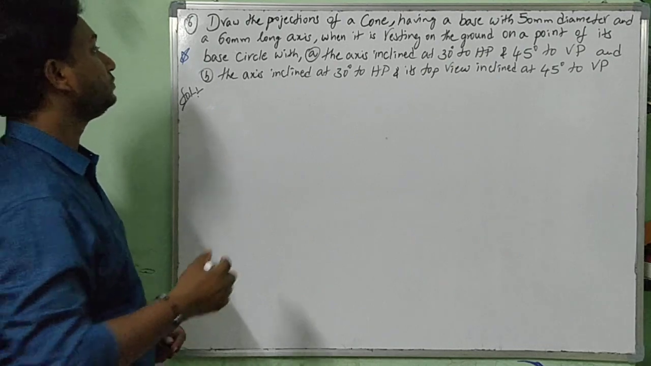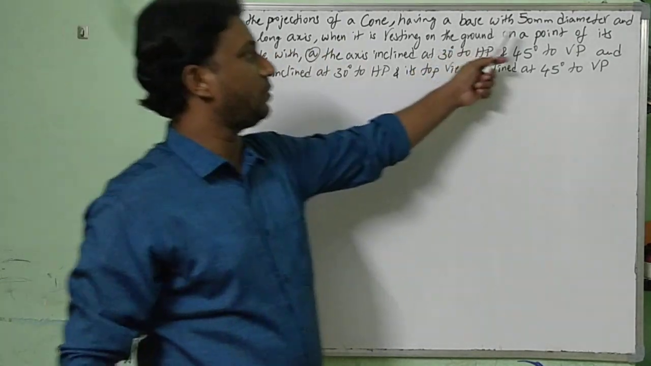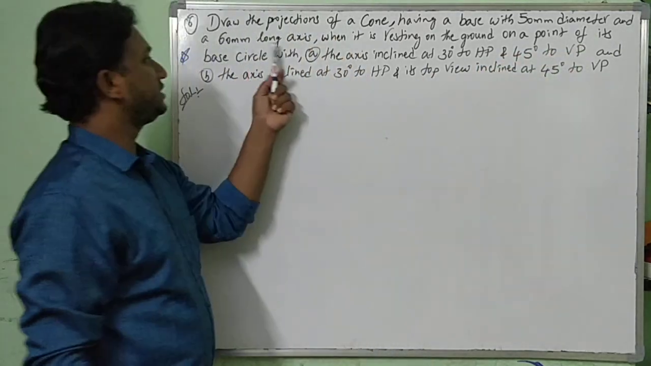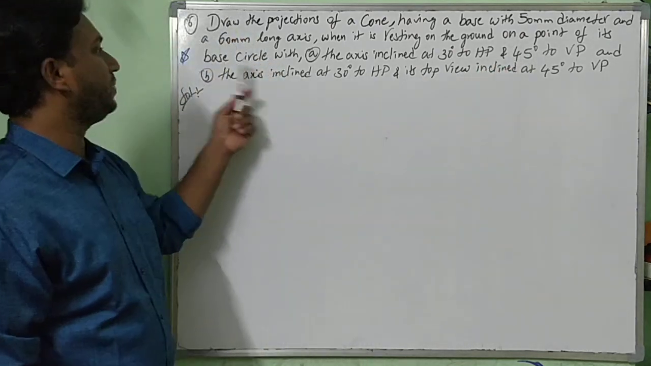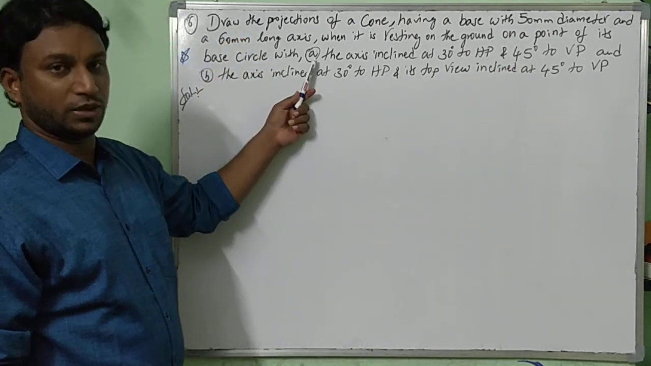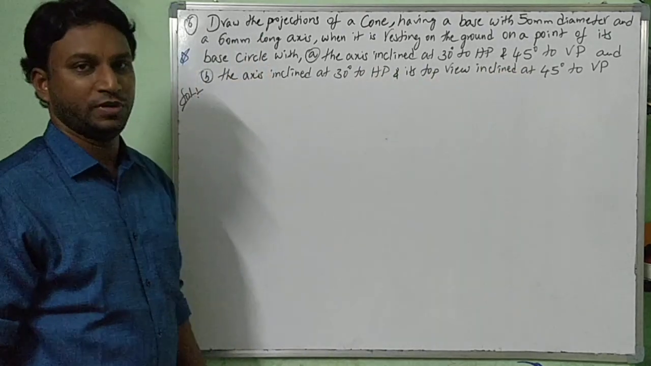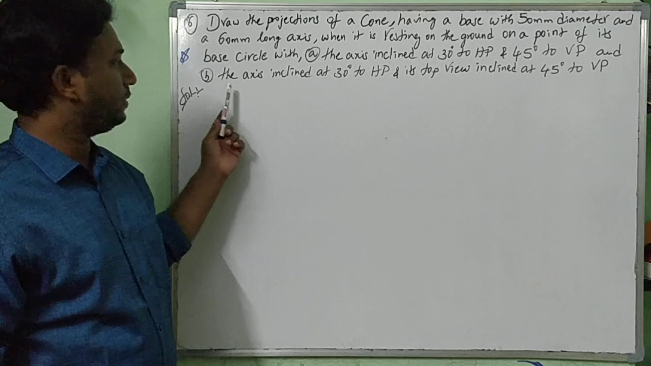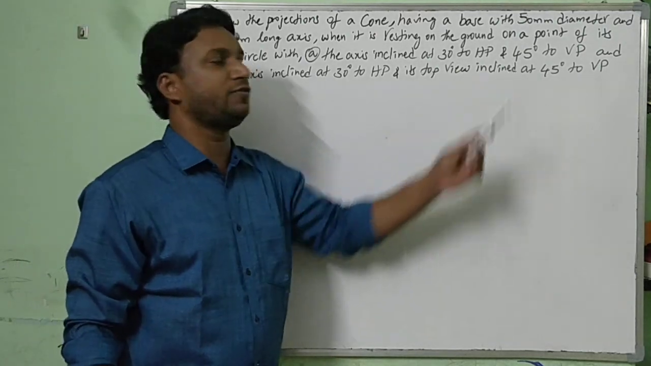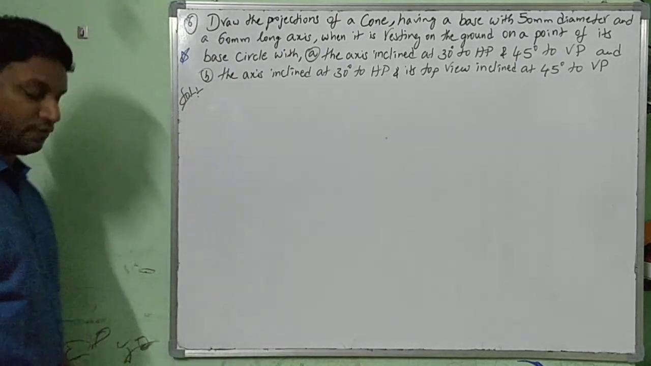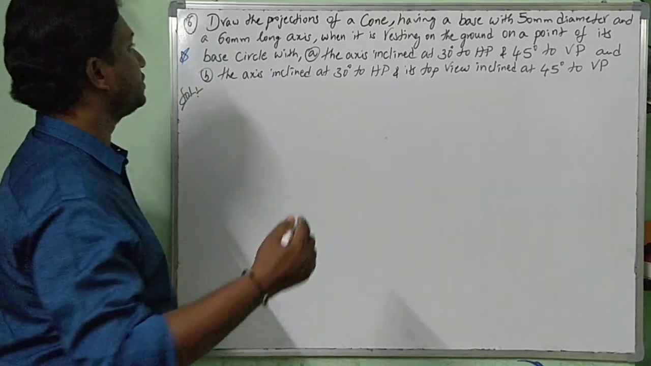Let's see the question. Draw the projections of a cone having a base with 50 mm diameter and a 60 mm long axis when it is resting on the ground on a point of its base circle, with, in that question A, axis inclined at 30 degrees to HP and 45 degrees to VP. And question number B, the axis inclined at 30 degrees to HP and its top view inclined at 45 degrees to VP. 2 questions in this. Let's see the question once again with analysis.